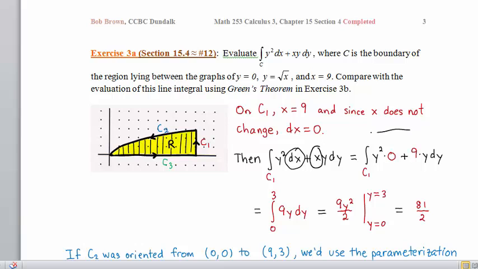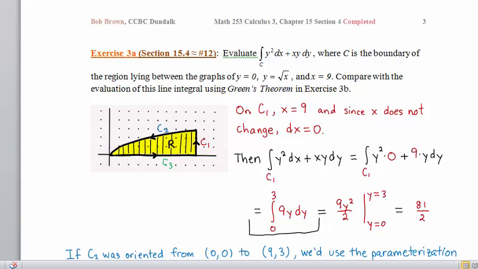And you can see this in the second integral. Simplifying, we get the integral of 9y with respect to y from 0 to 3. Here the y coordinate is 0, and here the y coordinate is 3. That's a simple calculus calculation. We evaluate 9y squared divided by 2 from 0 to 3. We get 81 divided by 2.